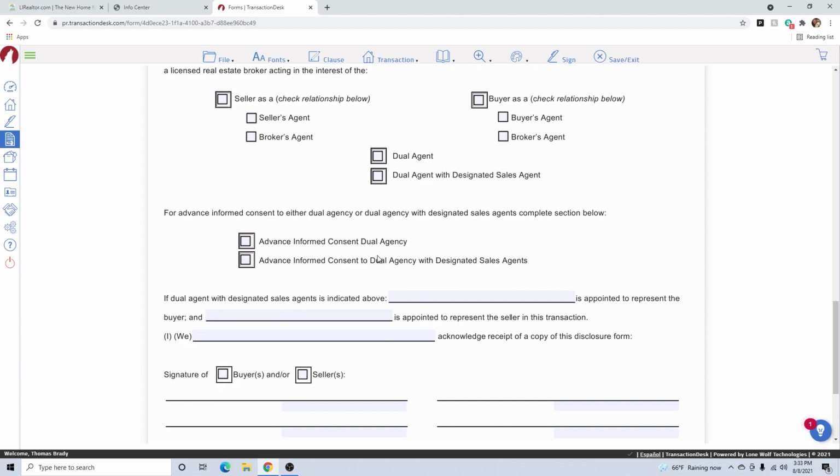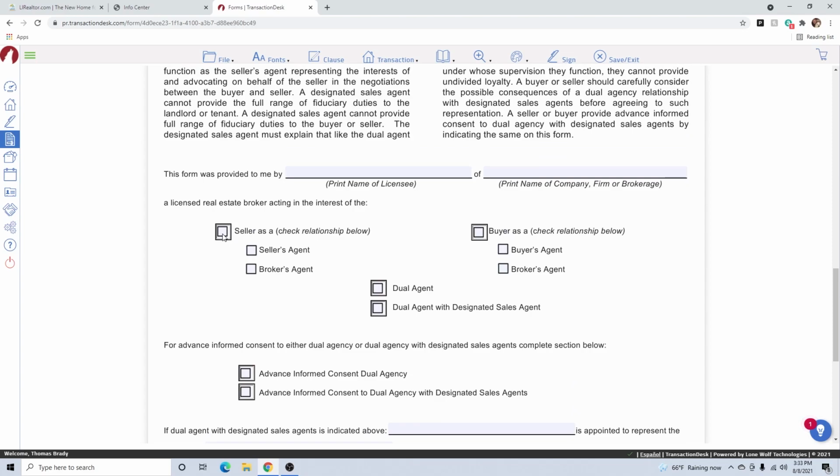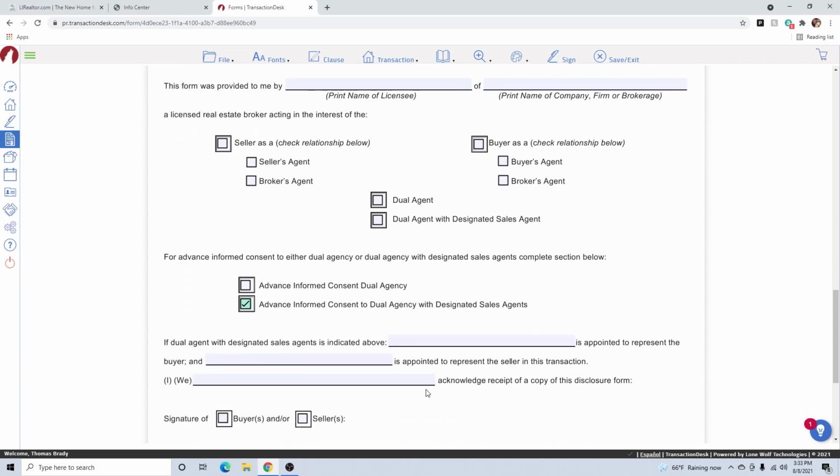But say you did get the dual agency, say you have a listing, and you have the dual agency signed in advance. Let's say we did advance informed consent, and you put your name representing the seller and another person representing the buyer. What you should also do is have the seller initial this disclosure and put the date that you informed them again of the dual agency, because dual agency can present problems legally.